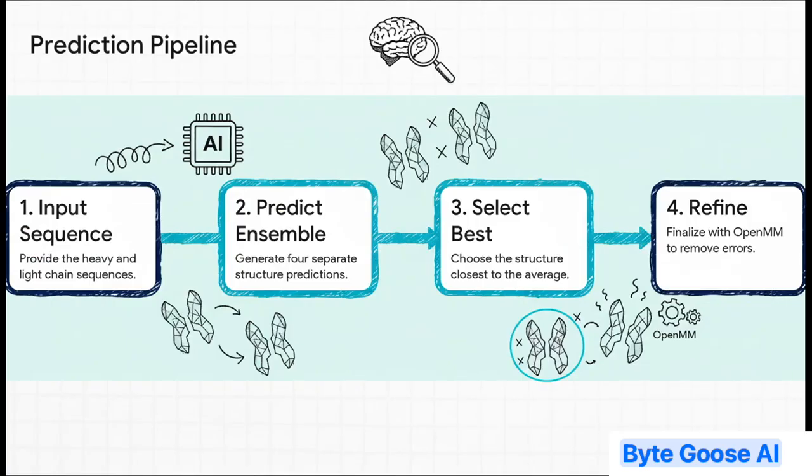First, you just feed it the sequence. The AI then spits out a little group of 4 slightly different structural predictions. Then, and this part is really clever, it picks the one structure that's closest to the average of all 4. It's a great way to make sure the prediction is robust. And finally, that best guess gets put through a refinement step using a physics tool called OpenMM to just polish it up and make sure it's physically realistic.